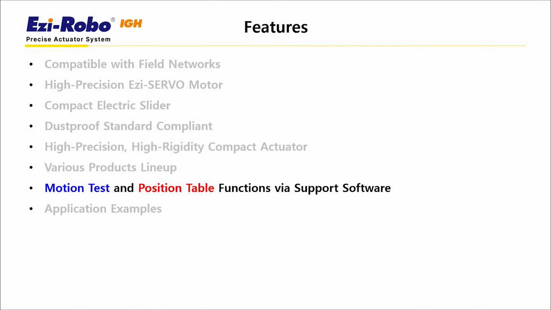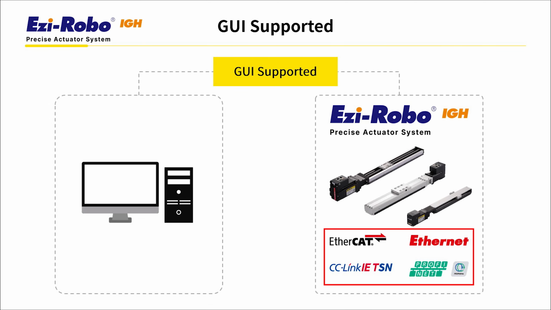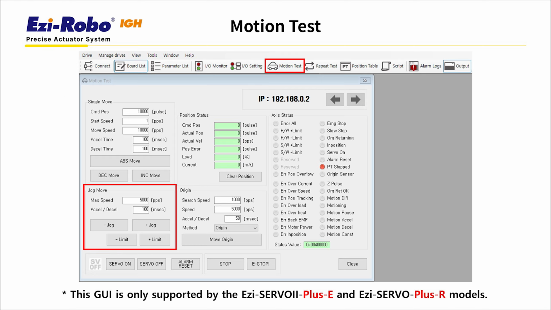Motion test and position table functionality are available through the supported software. Ezi-Robo IGH provides a dedicated GUI for each supported field network. Here, we'll use the Ethernet model as an example to explain the motion test and position table functions available through the dedicated GUI. Using FASTECH's dedicated GUI, Ezi Motion plus E, you can perform motion tests. These tests include jog movement, single movement, and homing, allowing you to run simple motion checks.